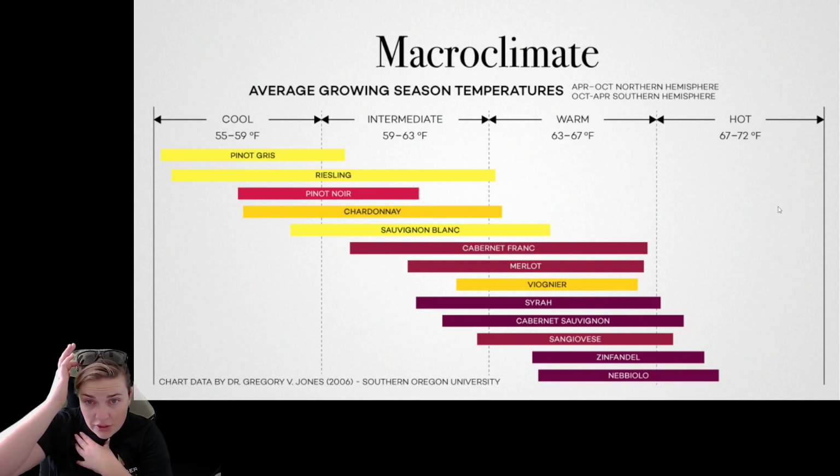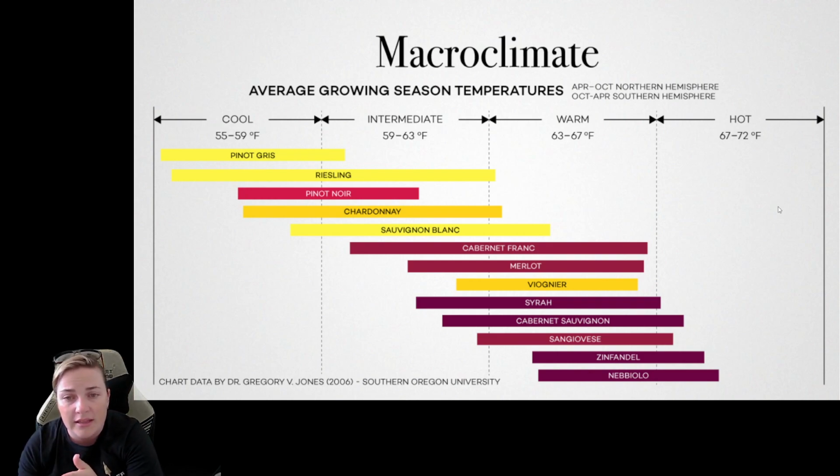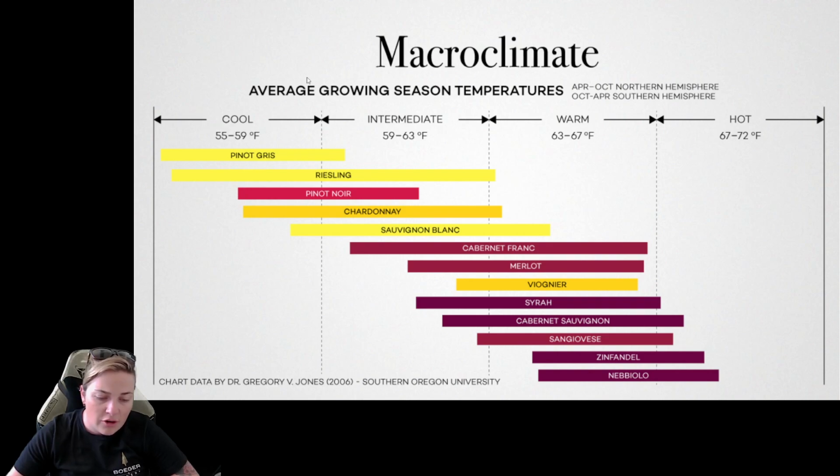Okay, so here's just a picture of average growing season temperatures and what varieties do well there. Generally speaking, in cool to intermediate growing season temperatures, we see a lot more white grape varieties like Pinot Gris, Riesling, Chardonnay, Sauv Blanc, right? Pinot Noir also generally does well in cooler regions. As we get to more warm regions, we have a lot more reds and then some bolder whites, right? So you can grow Sauvignon Blanc and Chardonnay in these warm regions, but in a very hot region, it might be difficult. But the reds really come out and start to shine in some of these hotter regions, right?